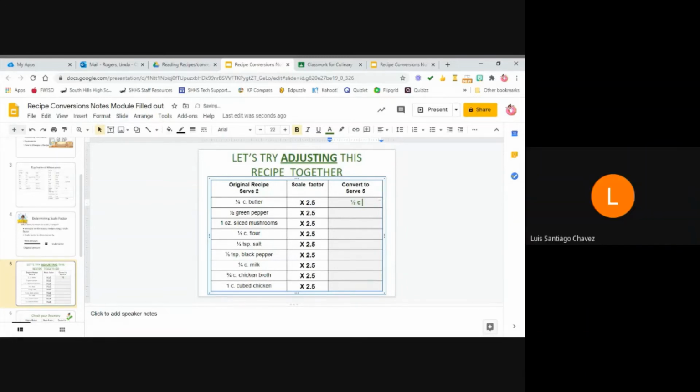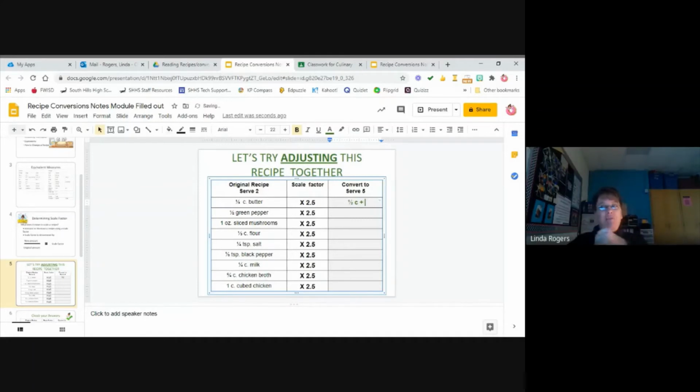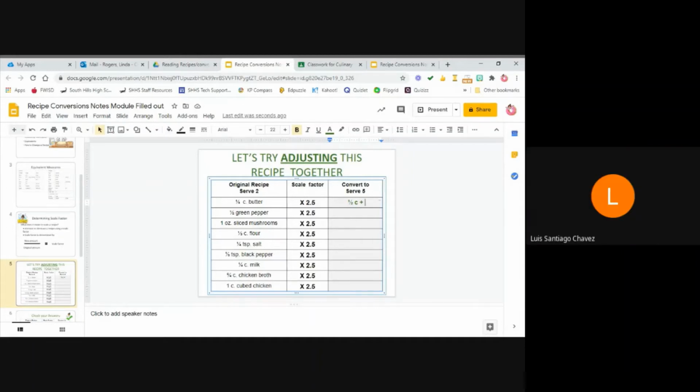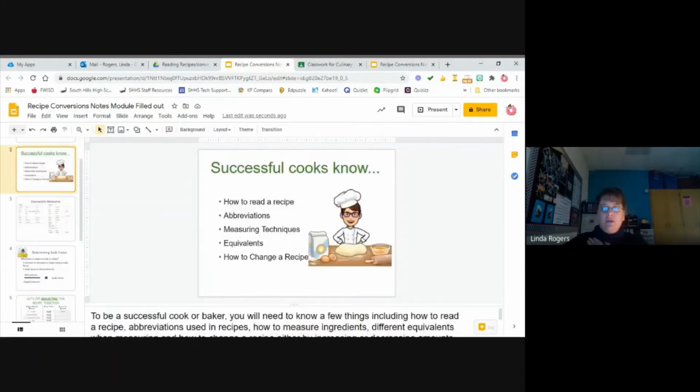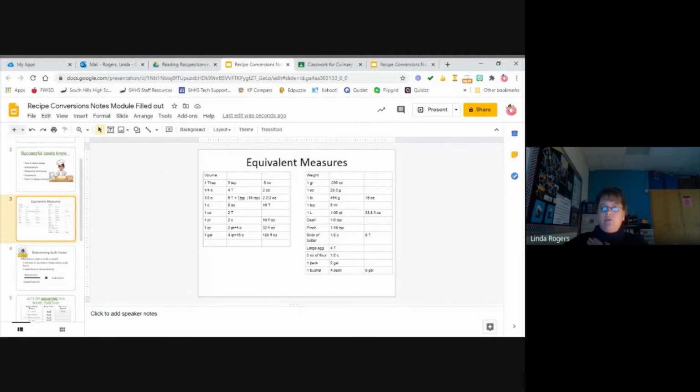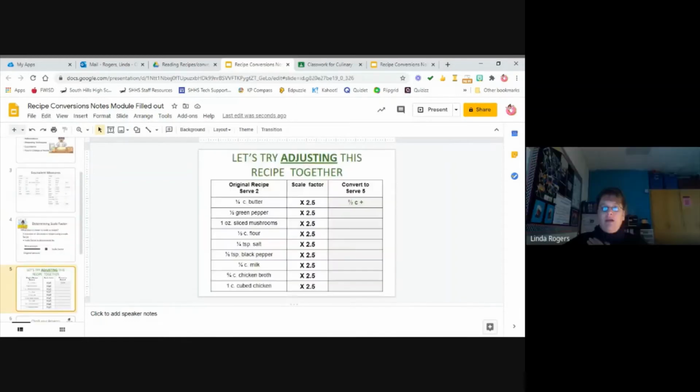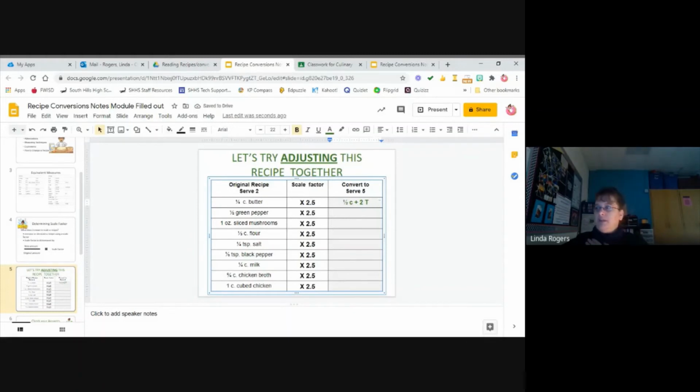An eighth. How do we have 1/8 of a measuring cup though? Nope. So what can we use instead? We just talked about it in our equivalents. So if we go back up here to our equivalents, we know 1/4 of a cup is equal to 4 tablespoons, right? So if we come down here, what's 1/2 of 4? 2. So we have 2 tablespoons. Okay. Does that make sense? Yes.